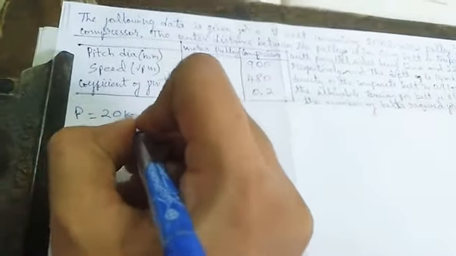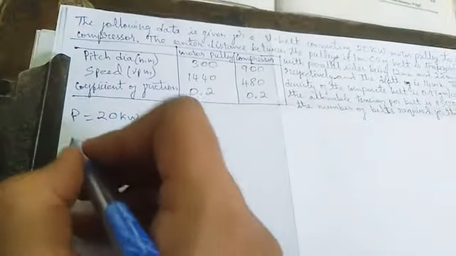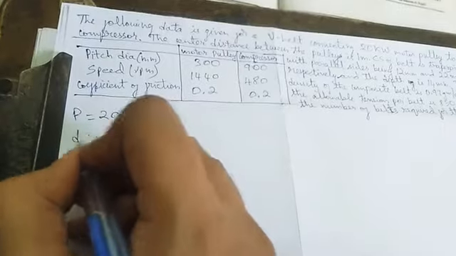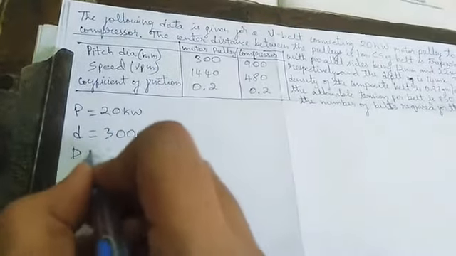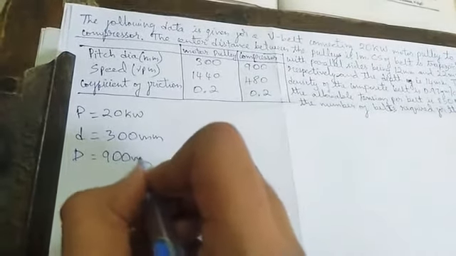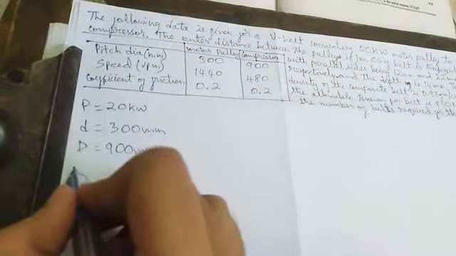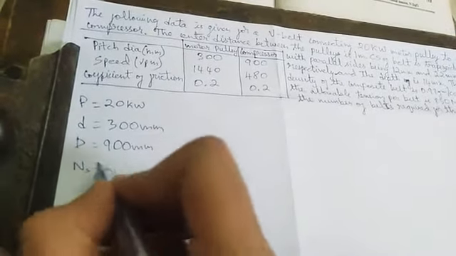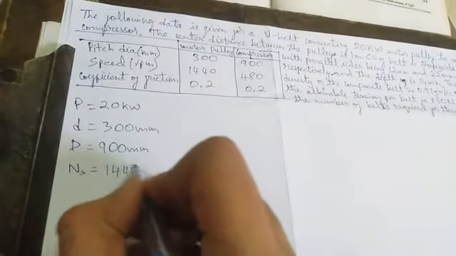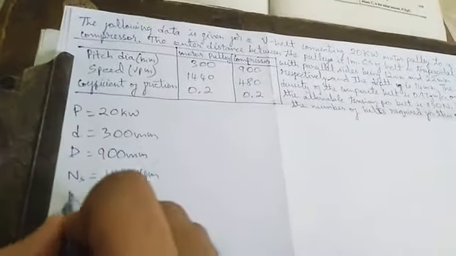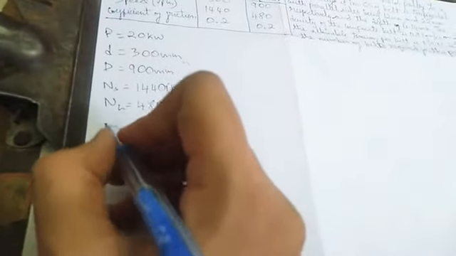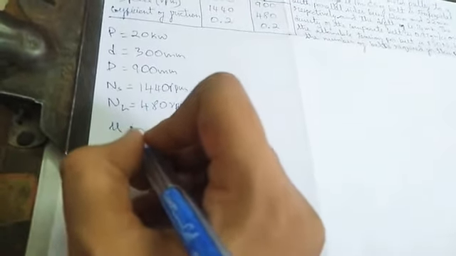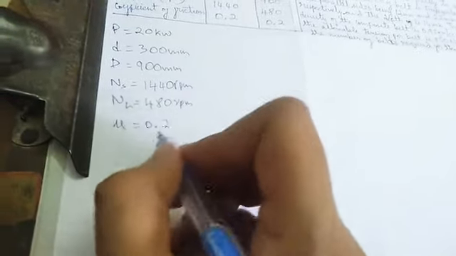Power given is 20 kilowatt. So diameter of smaller pulley is small d, 300 mm. Diameter of larger pulley, 900 mm. Speed of smaller pulley, 1440 rpm. Speed of larger pulley, 480 rpm. Coefficient of friction is same for both.